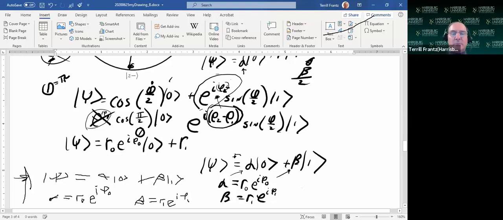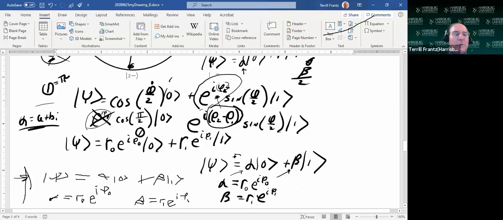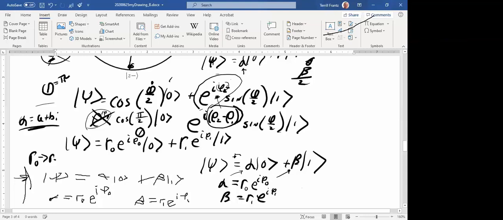And is R radius? So it's the radius to the point. Because remember, a complex number like alpha can get represented on the complex plane. So on an Argand diagram, by R naught e to the i theta naught, as per your previous talks about how to represent complex numbers on those diagrams. So R0 is a real number. Okay. And in this case, to keep it general, for a qubit, it can be any value between 0 and 1. And phi is a number between 0 and 2 pi, being the angle around a circle.